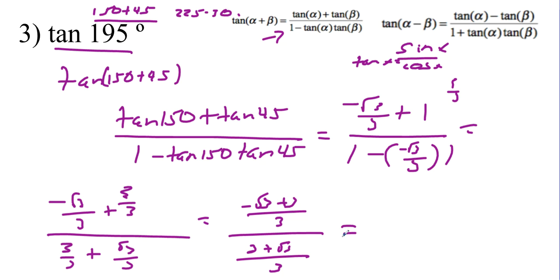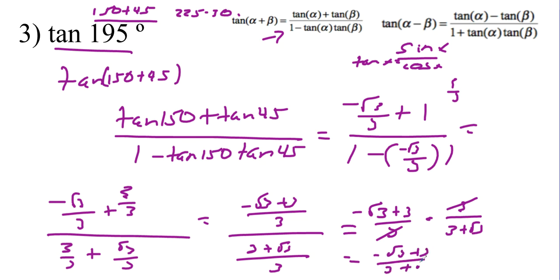Flip and multiply. Okay. I'll go ahead and write it out. Negative root 3 plus 3 over 3 times 3 over 3 plus root 3. That's a negative, I'm sorry. There we go. And 3 plus root 3. Well, the 3's cancel out. All right. So the 3's cancel out here and here. So you have negative root 3 plus 3 over 3 plus root 3.